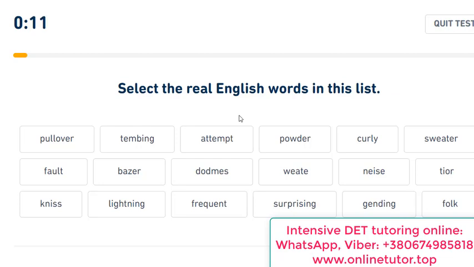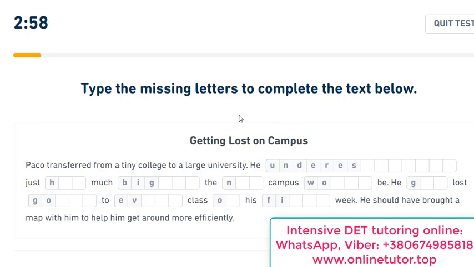And one more plus is that you can take it as many times as you like, even 10 times a day, every day. You're welcome to practice. Isn't it wonderful? Yes, it is. So these are the three basic pluses.